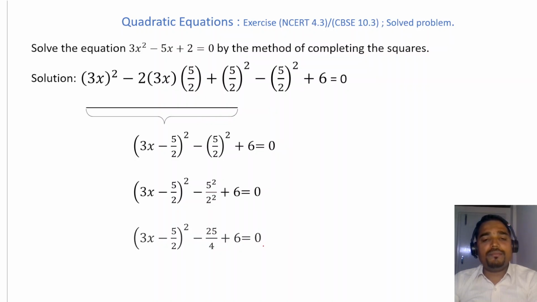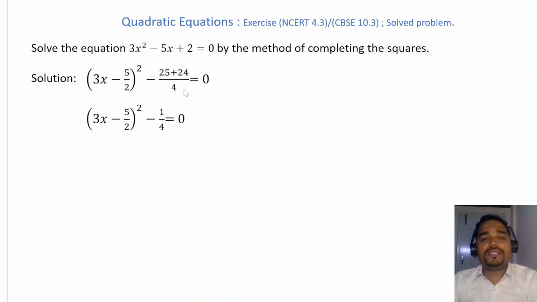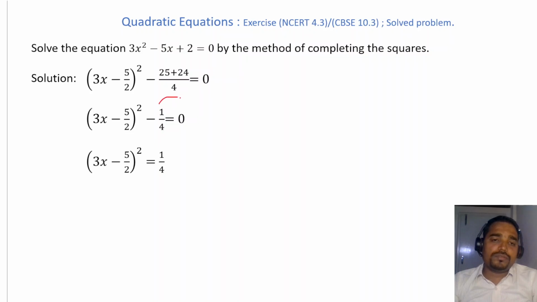Now let us simplify by taking the LCM. So 4 is the LCM, 25 as it is, plus 6 divided by 1, which means we have to multiply by 4. So 6 4s are 24. So we have got minus 25 plus 24 whole divided by 4. So minus 25 plus 24 would be minus 1 divided by 4. So in order to find the value of x, let's transpose minus 1 by 4 towards RHS, which would be plus 1 by 4.